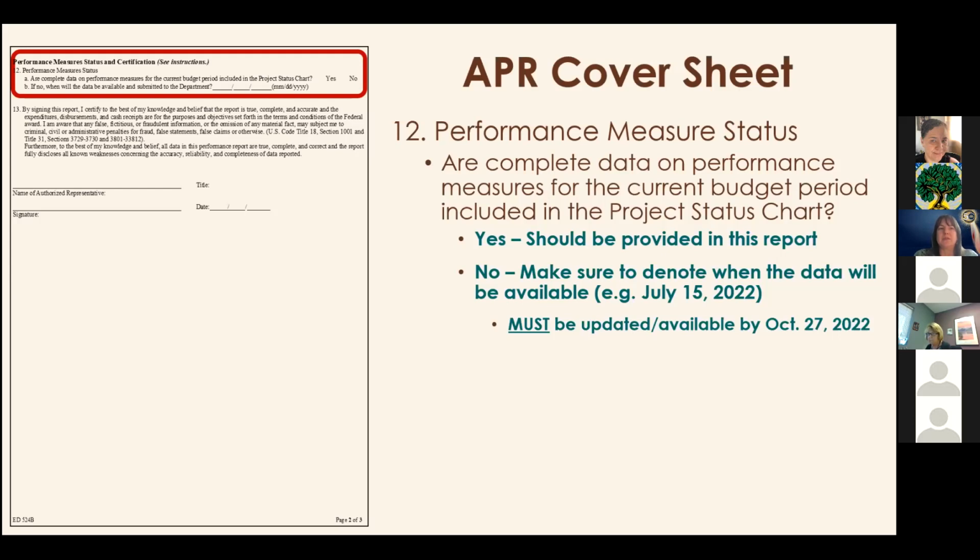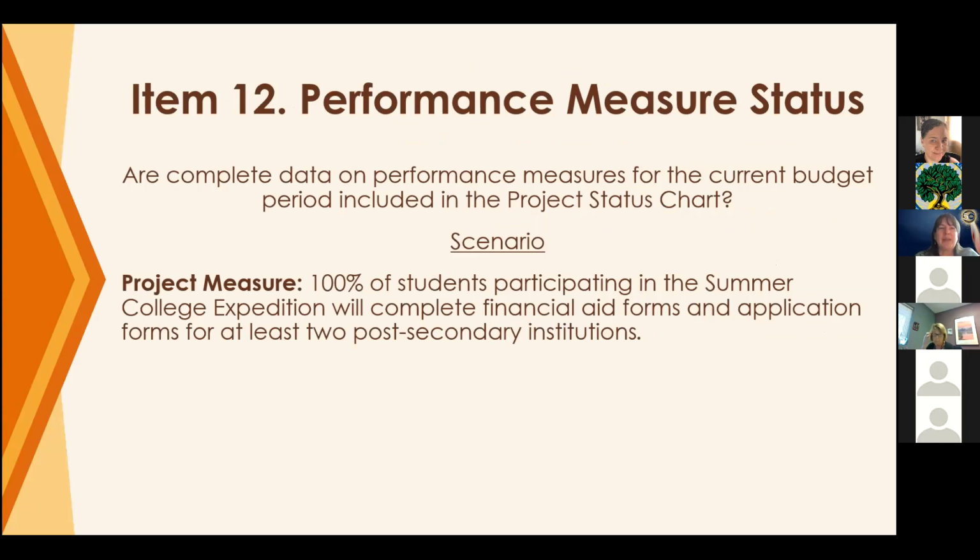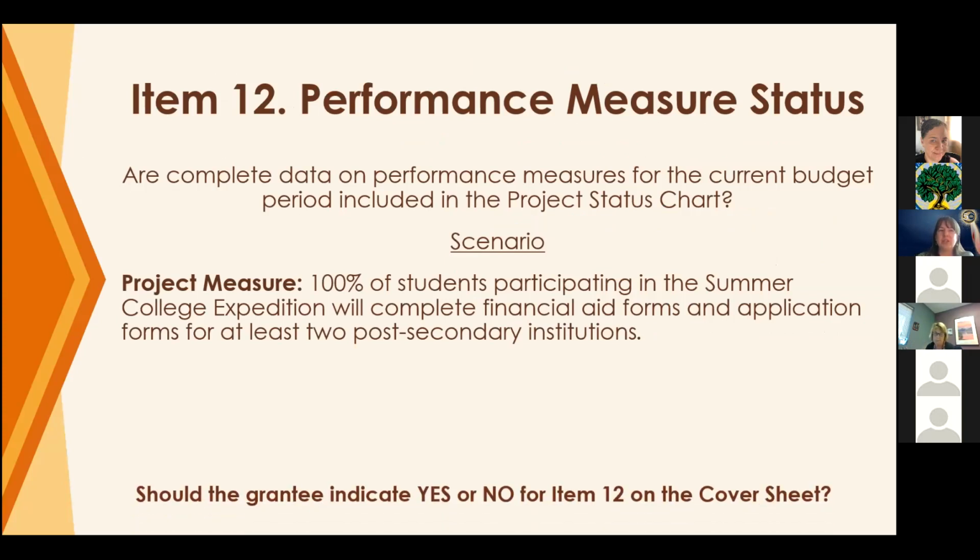Okay, so let's take a look at a couple examples specific to this item number 12, about when you should be saying yes, all our data are available, or no, all our data are not available. So we have a little pop quiz. We're not grading anybody, but we do want you to play along. So I have a couple of scenarios for you. And the question is, should this grantee report yes or no on item number 12 of the cover sheet?